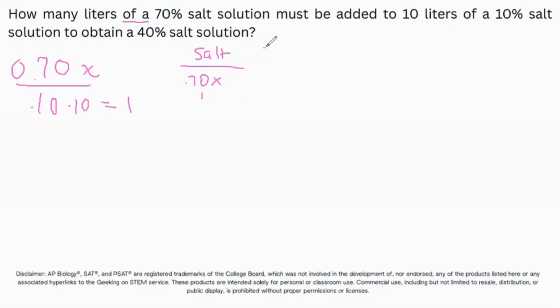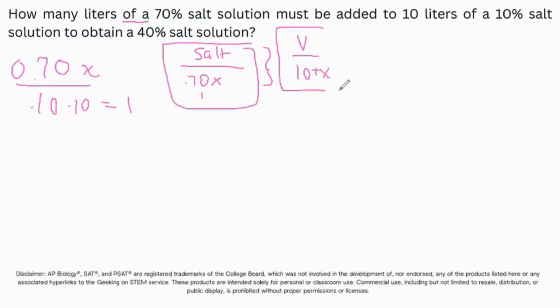So the total volume, if I take a look at just volume, I'm going to use the variable v. I'm only taking a look at the idea that I have x and 10. So we could essentially say the volume is 10 plus x. Okay, so we have our salt concentrations and we have our volume, so now we have to take a look at the final concentration.